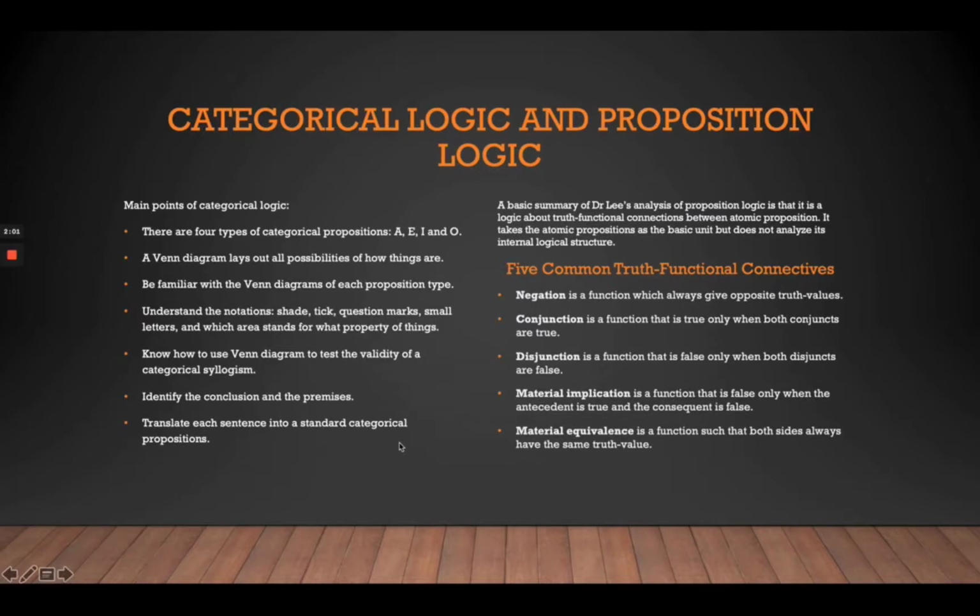There are four types of categorical propositions: A, E, I, and O. A Venn diagram lays out all possibilities of how things are. Be familiar with the Venn diagrams of each proposition type. Understand the notations: shade, tick, question mark, small letters, and which area stands for what property of things. Know how to use Venn diagrams to test validity of categorical syllogisms.